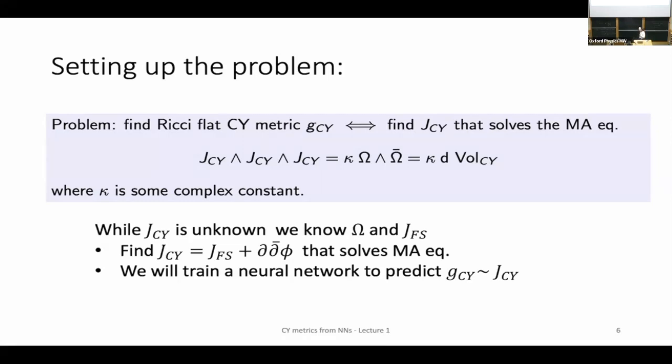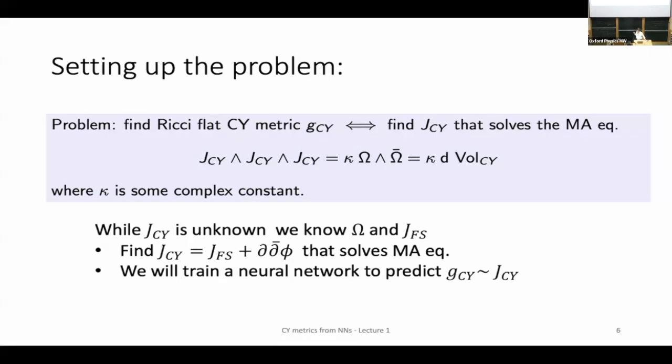And it gives us this Calabi-Yau volume form, which I will call G-vol Calabi-Yau. And the kappa here is some constant. So omega is something that is known. The Calabi-Yau Kähler form, which gives us the Ricci-flat metric, G Calabi-Yau. So J Calabi-Yau is the thing that we're after.